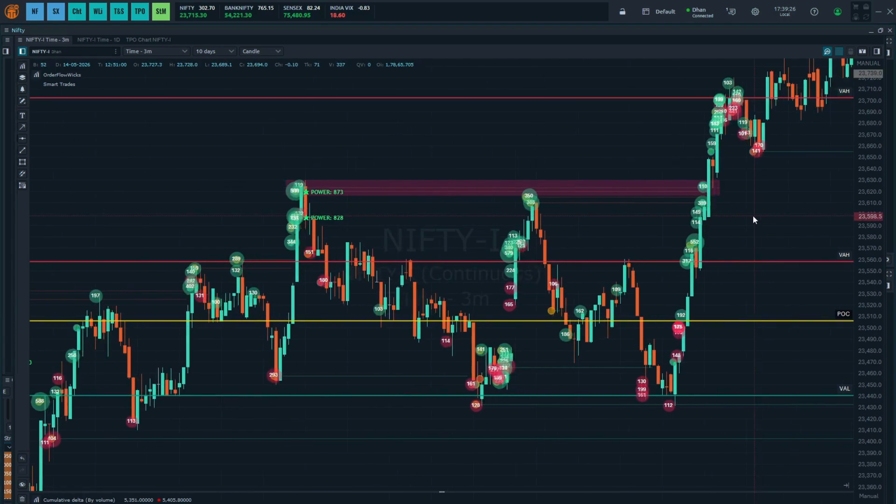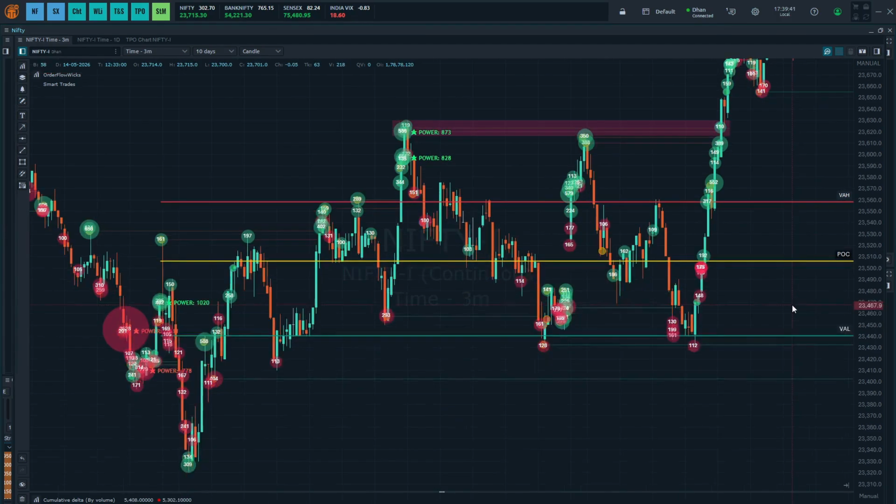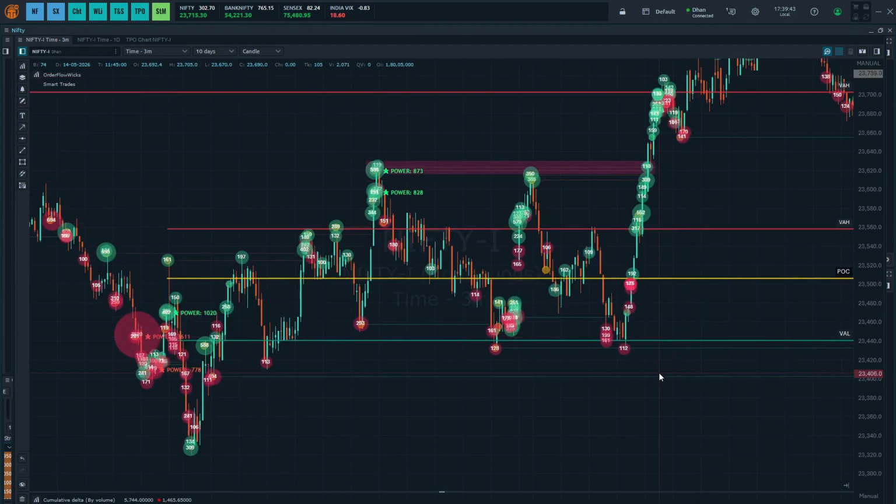Then the price moved inside the previous day's value area high and low. The price did the same swing, traveling completely across the same range as yesterday's range. Now if the price has to go down, it has to move in this direction.